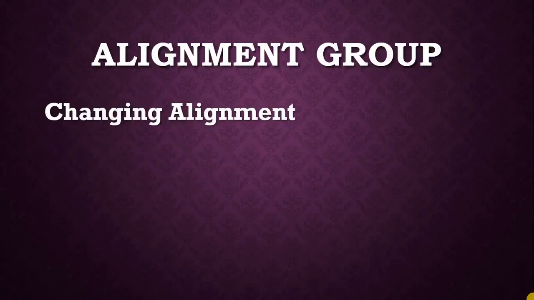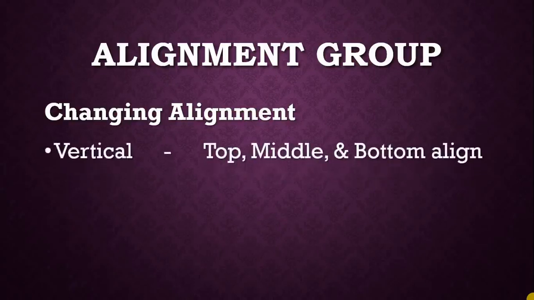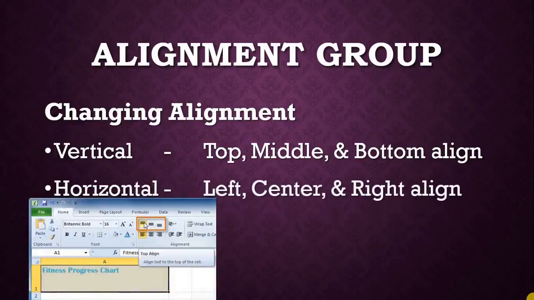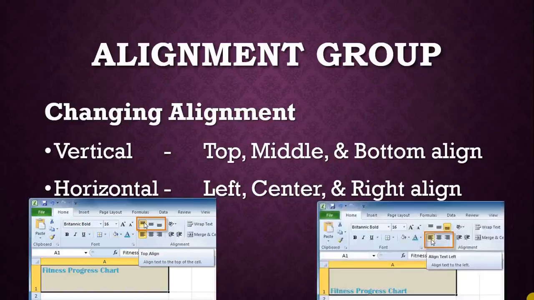Next, changing alignment of text. How to change the alignment of the text? To change the vertical alignment of cells, you need to click top align, middle align or the bottom align option in the alignment group. These are the vertical alignment options. Top align, middle align and bottom align. To change the horizontal alignment, you need to click left align, center align and right align options in the alignment group. These are the horizontal alignment options.